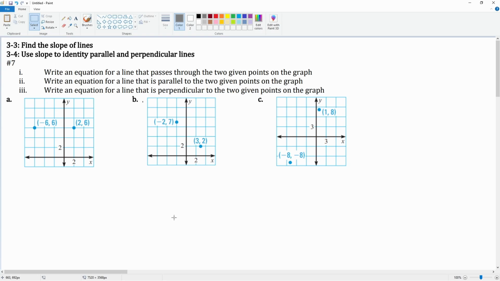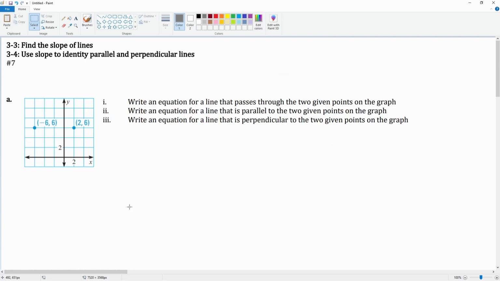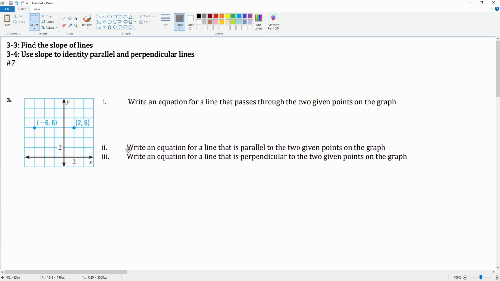All right, so give me a second. I'm going to set this up to be neater so we can work with the problem. All right, let's look at A. The first one asks us to write an equation that passes through these points. So we want to grab some information from here.